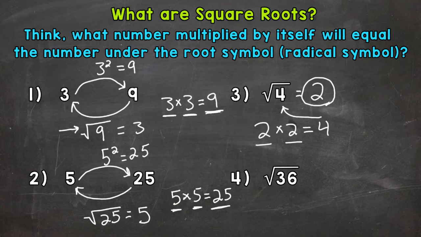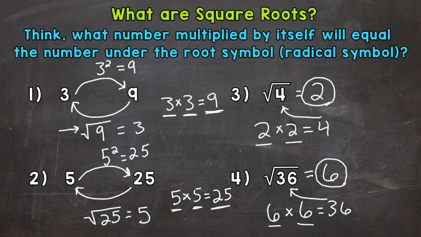Well, we know 6 times 6 equals 36. A number times itself equals the number under the square root symbol. So the square root of 36 equals 6.